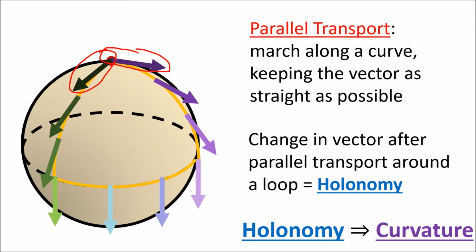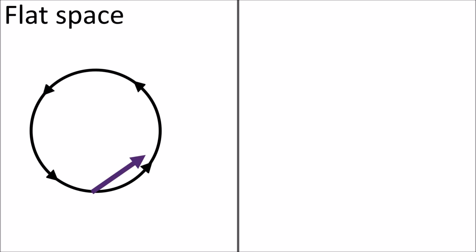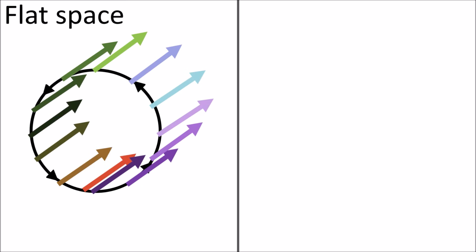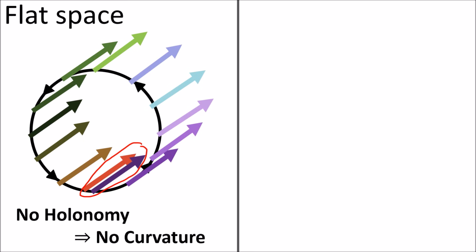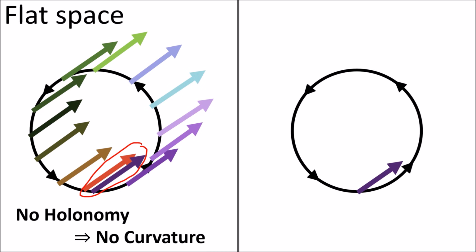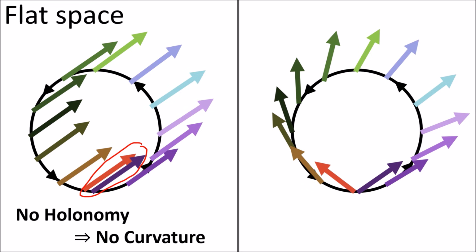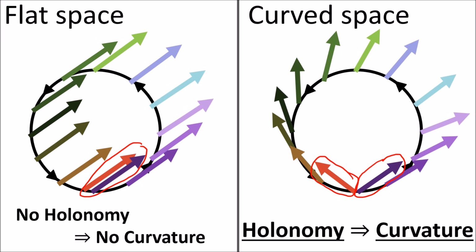and we can use holonomy to detect curvature. In flat space, like the surface of a flat table, when we parallel transport a vector around a small loop, the vector will be facing the same direction that it started in. Here there is no holonomy and therefore no curvature of the space. But if we parallel transport a vector around a small loop and find that the resulting vector points in a different direction, here we have holonomy, and we conclude the space must be curved.